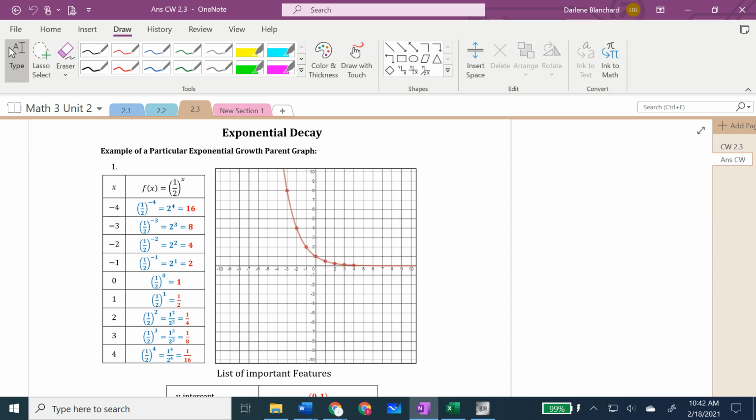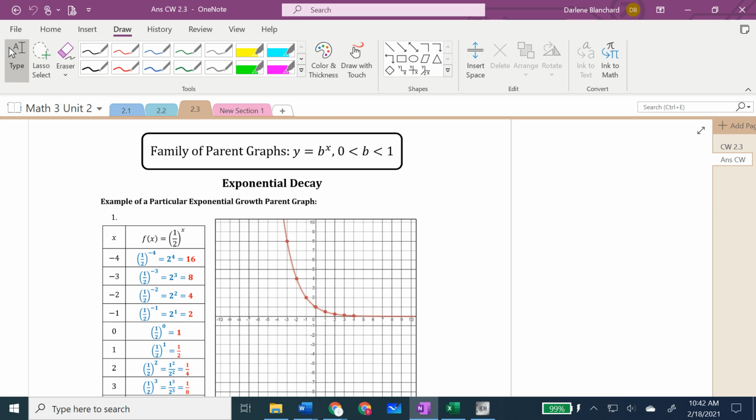Now, this is a specific exponential decay. Decay happens when the base number is between 0 and 1. The problems that I'm going to give you, I'm only going to give you fractions where the numerator is 1.